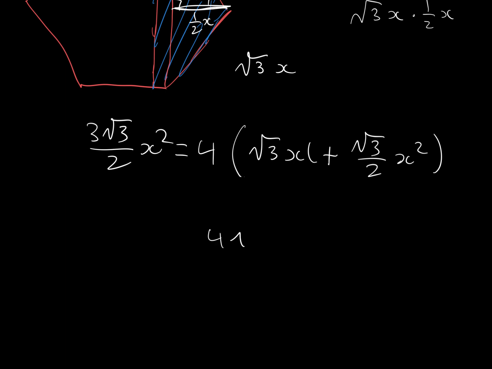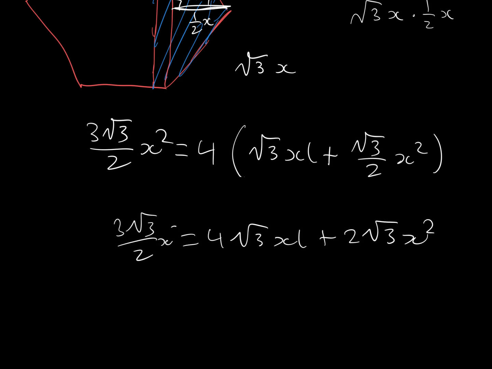We get 4 root 3 XL plus 2 root 3 x squared. This is equal to 3 root 3 over 2x squared. Now we can immediately cancel out some x's. So this x is gone, this 2 is gone, and this 2 is gone. We can cancel out the radicals, the surds, like that. So what we're left with, and we can multiply by 2 on both sides. So this is now an 8, and this is now a 4.